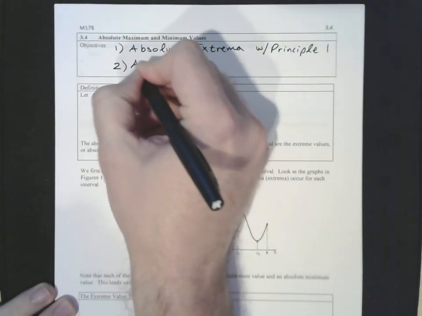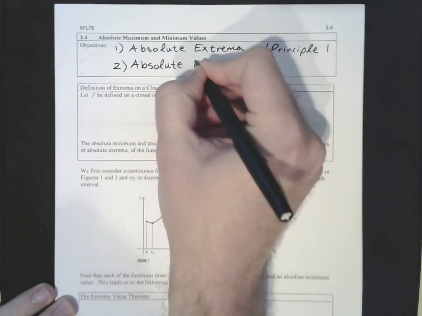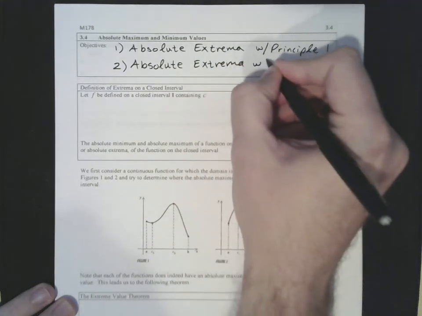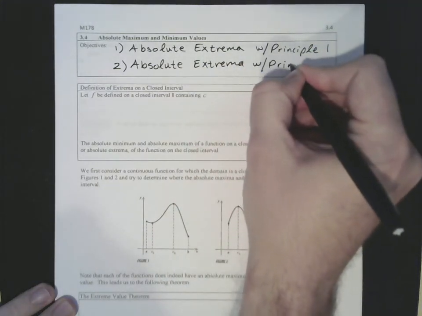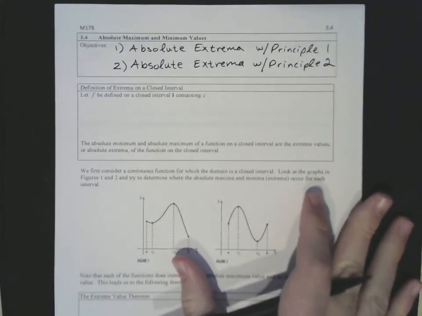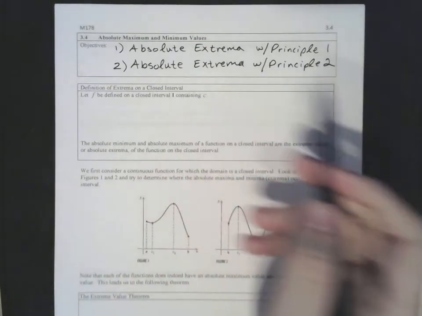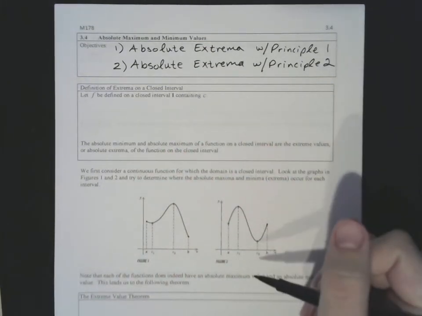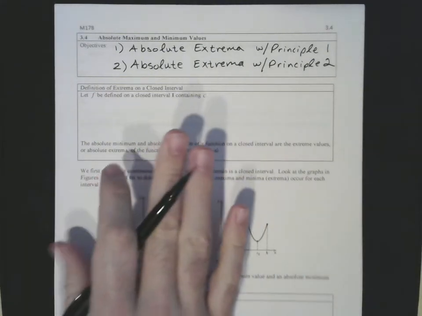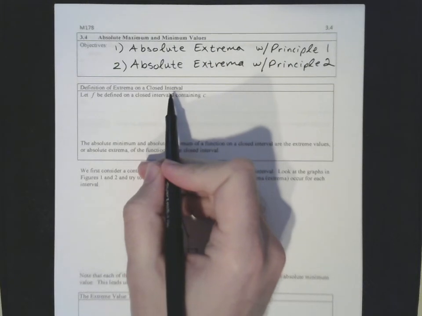And then we have the same thing, absolute extrema, with principle 2. Essentially what we're going to be doing is building two ways to talk about our absolute extrema, and we'll discuss each of them in detail. So the first, we just need to define our extrema on a closed interval.